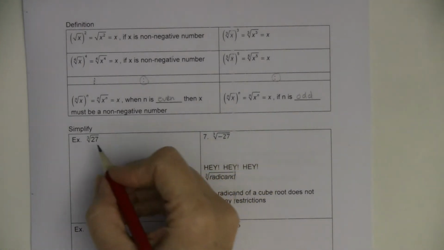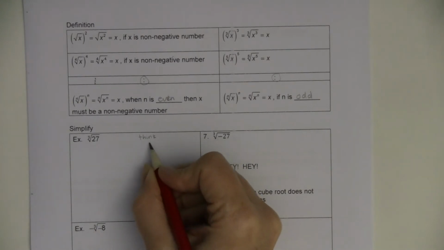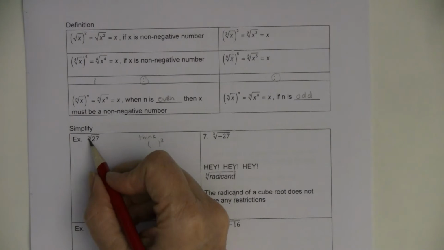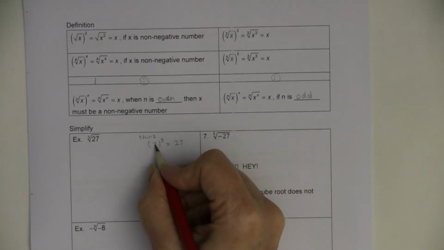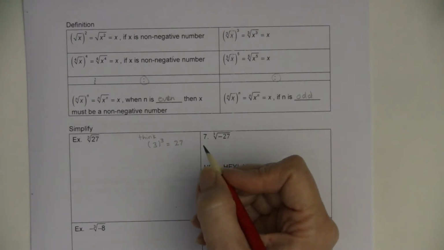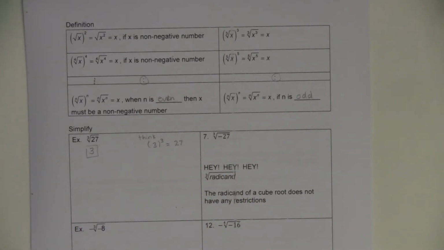And of course your calculator will do a cube root, but when I'm thinking about it, this is what I think in my head. What raised to the third, because it's a cube root, is equal to 27? And 3 raised to the third, because 3 times 3 times 3 is equal to 27. So the cube root of 27 is 3. And you can go and find that on your calculator and give it a try.